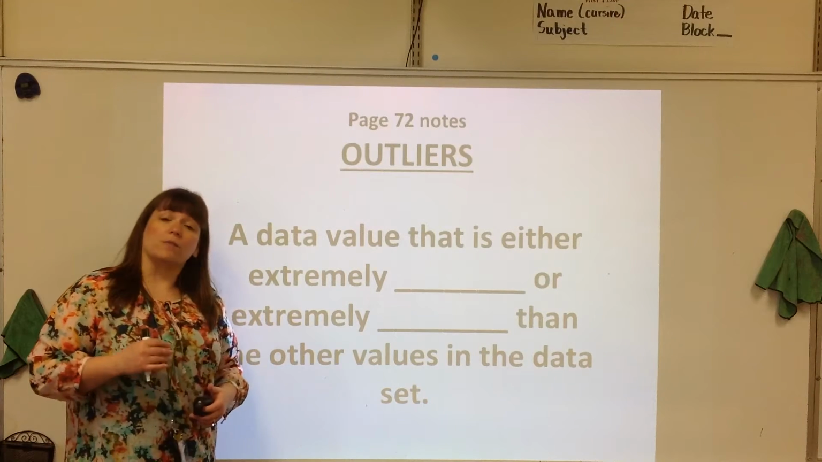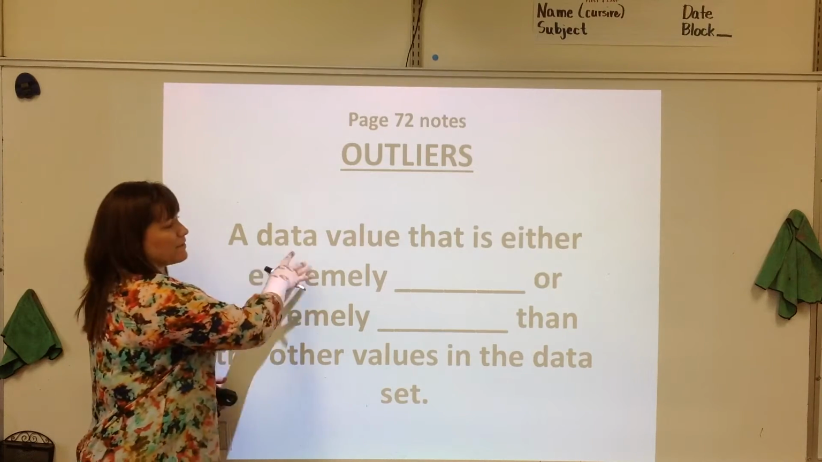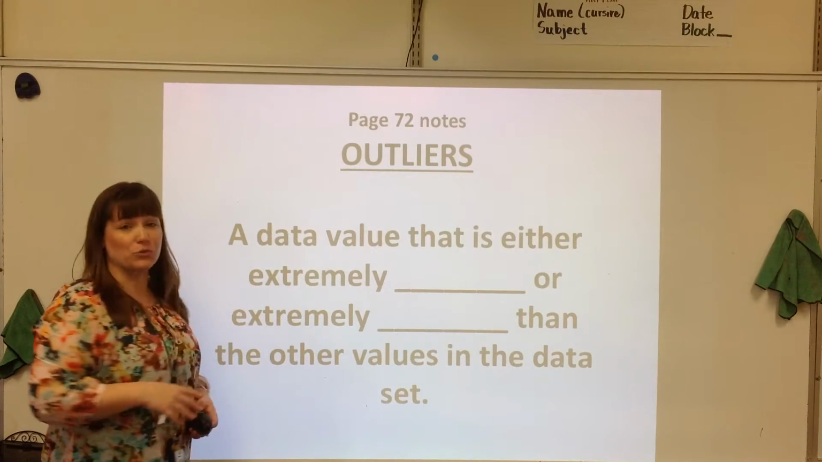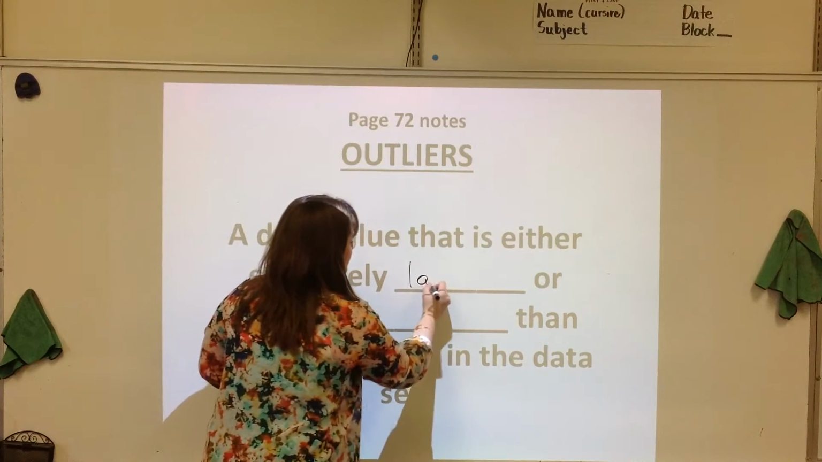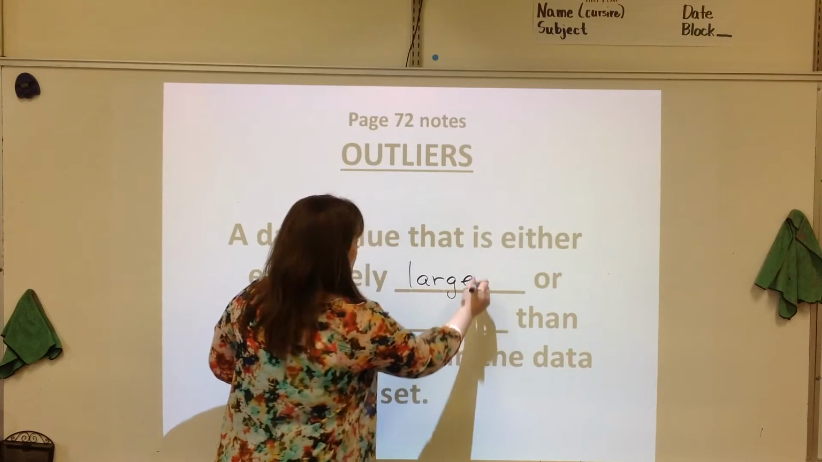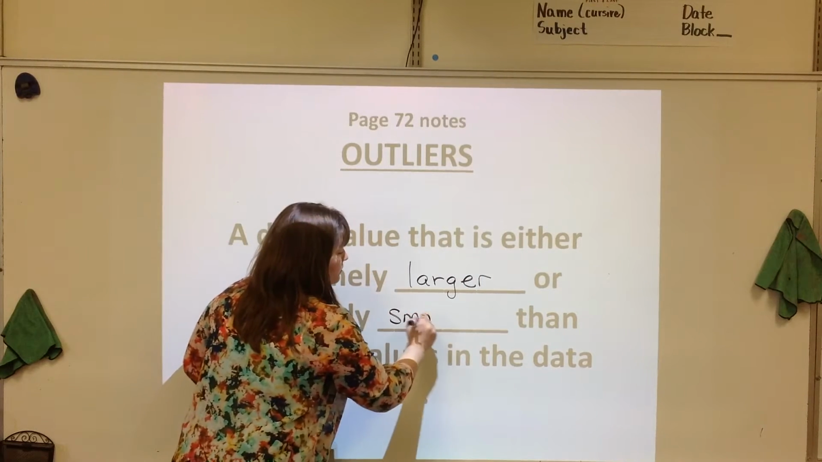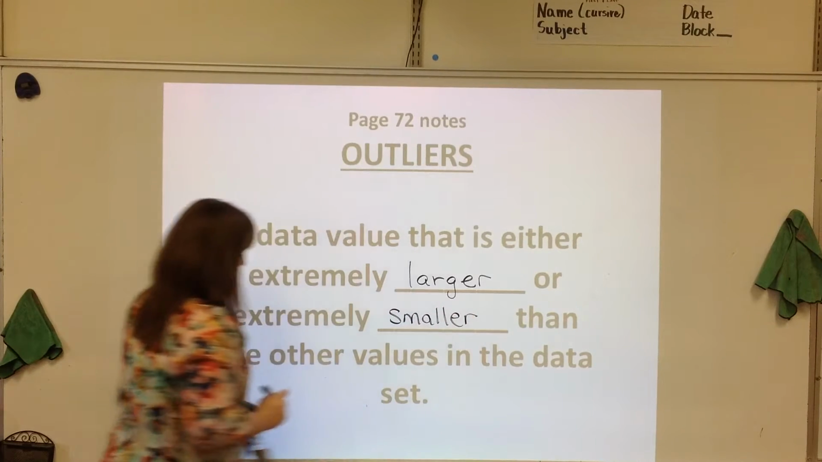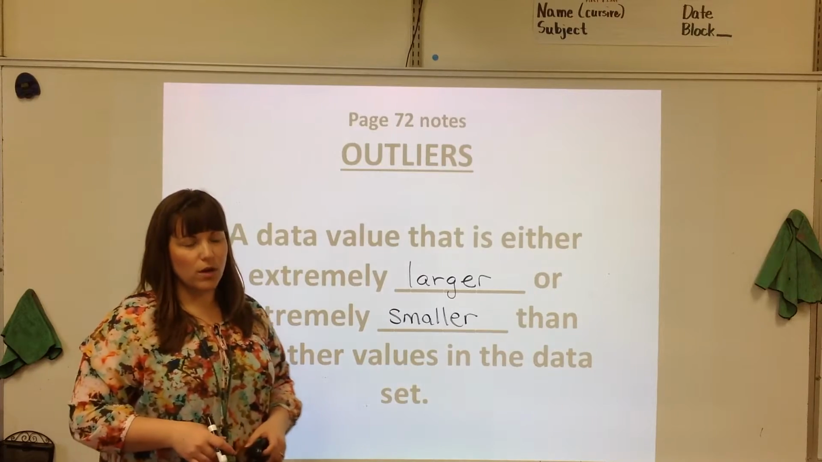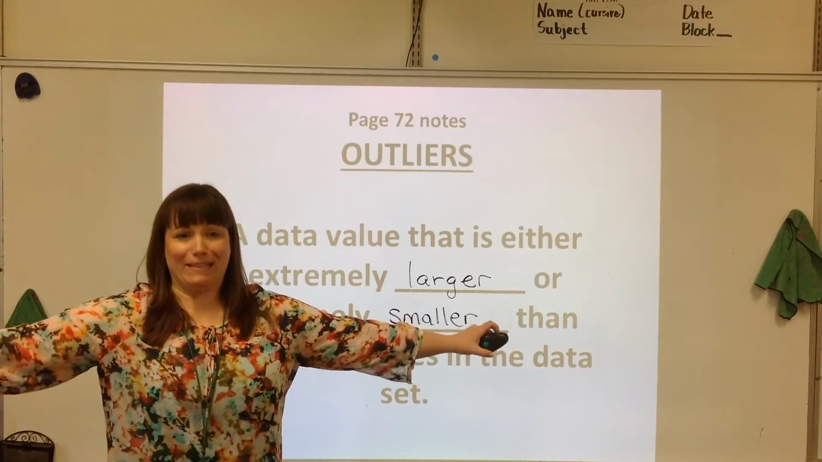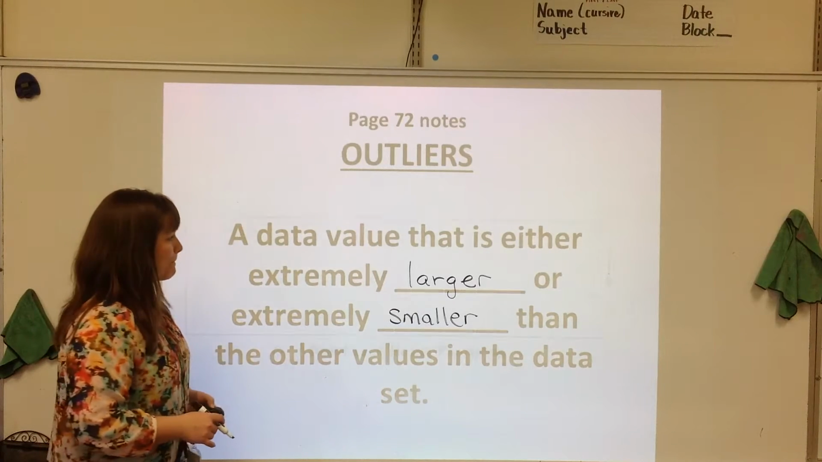So here is the beginning of those yellow pages of notes. What is an outlier? An outlier is a data value that is either extremely larger or extremely smaller than the other values in the data set. So we are talking about the extreme ends of your data set. Write that in your yellow sheet.